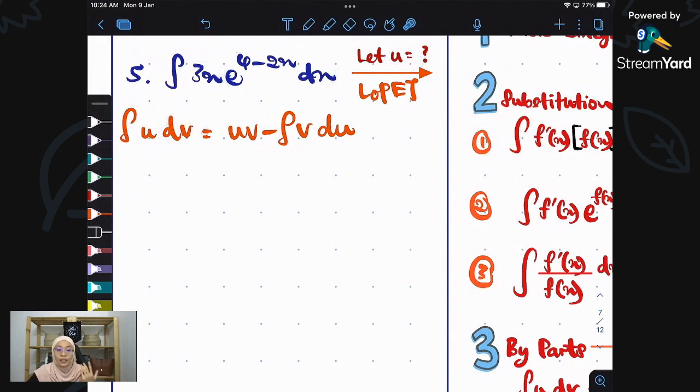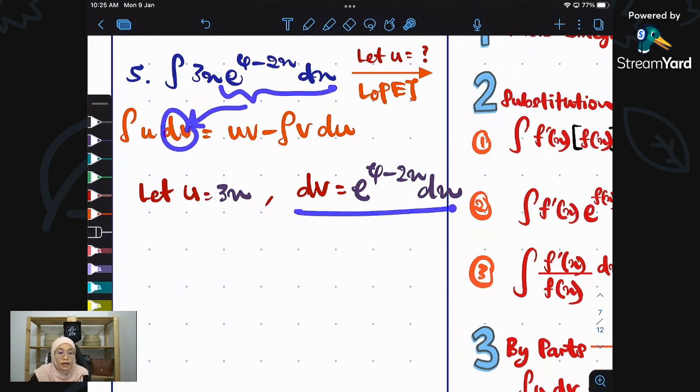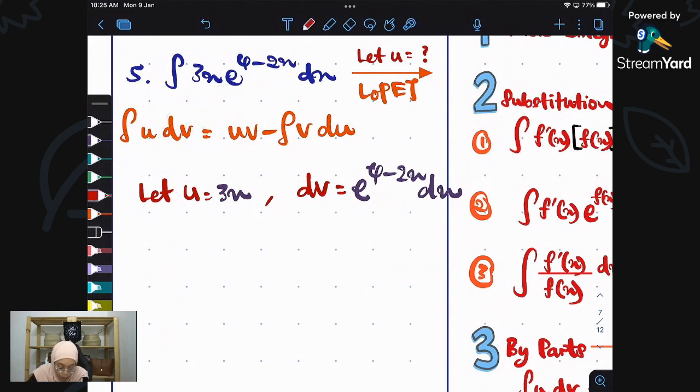Okay, so now let's write it down. Let u equal our 3x, while the dv here is the rest of them, which is e to the power 4 minus 2x dx. As I said, the rest of them will become the dv. That is what I write down here. And so we have to continue.